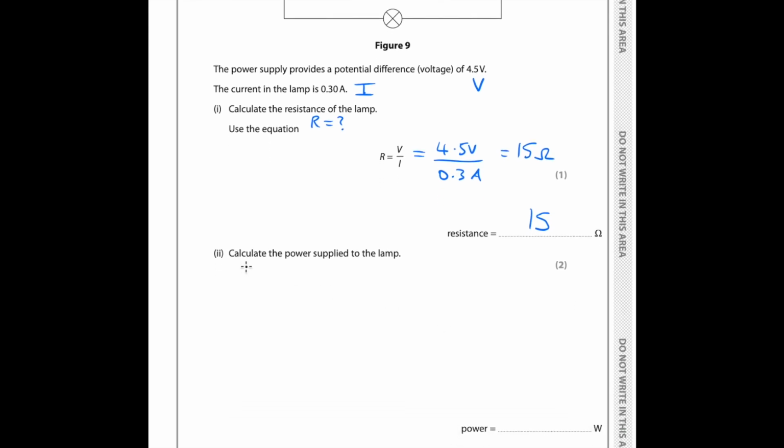Part 2. Calculate the power supplied to the lamp. Well, the easiest way to get the power is the current times by the voltage. So the current was 0.3 amps and the voltage was 4.5 volts, and that comes out as 1.35 watts.